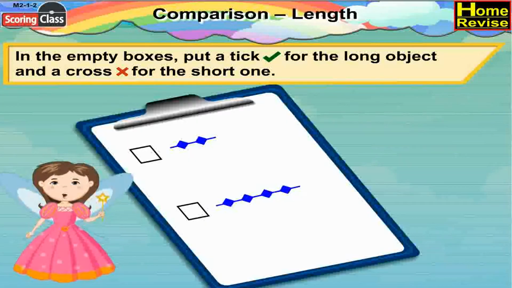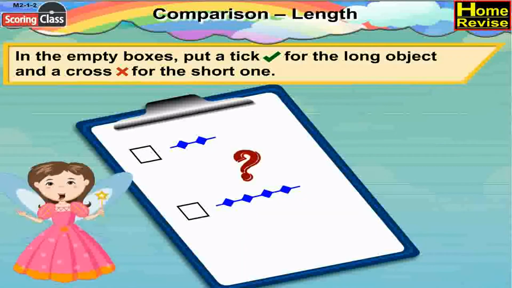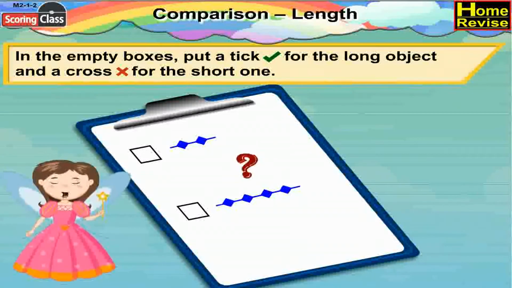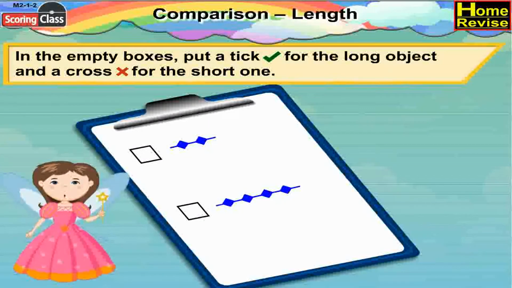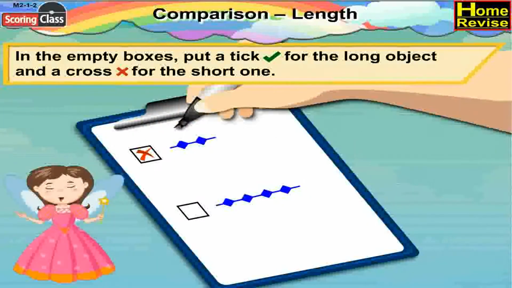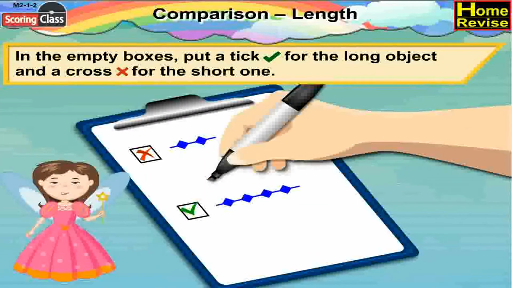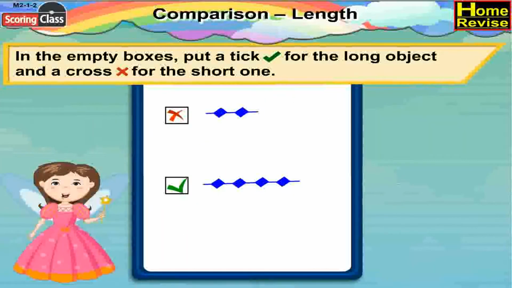Now for the fourth picture. Which one is long and which one is short? It's a little tricky. Yes, the first picture is short, so put a cross for that. And the second picture is long, put a tick for that. Alright.